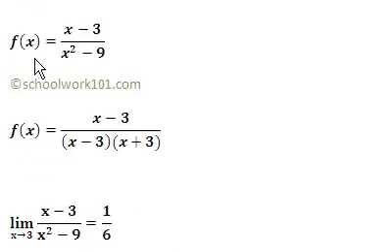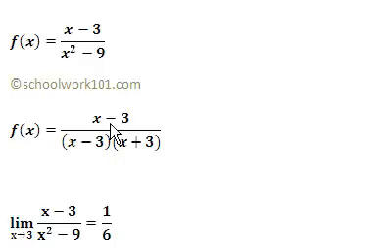Okay, so this is what we got: x minus 3 over x squared minus 9. Now, what number can I plug into the denominator and get 0? That's where we're going to start to find any points of discontinuity. If I factor the denominator, we get x minus 3 and x plus 3.